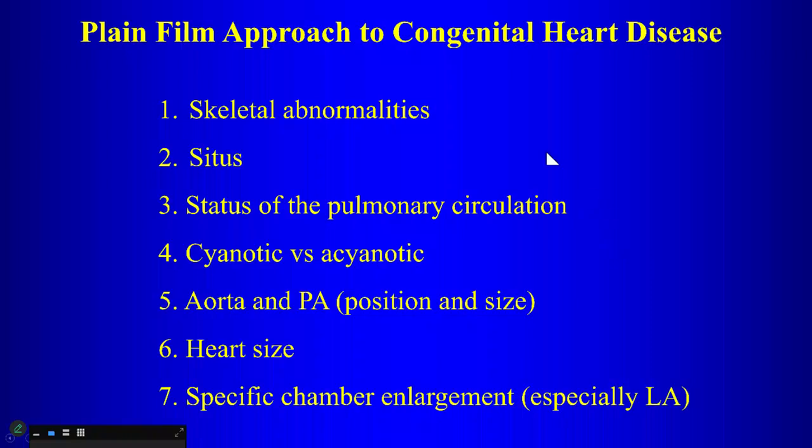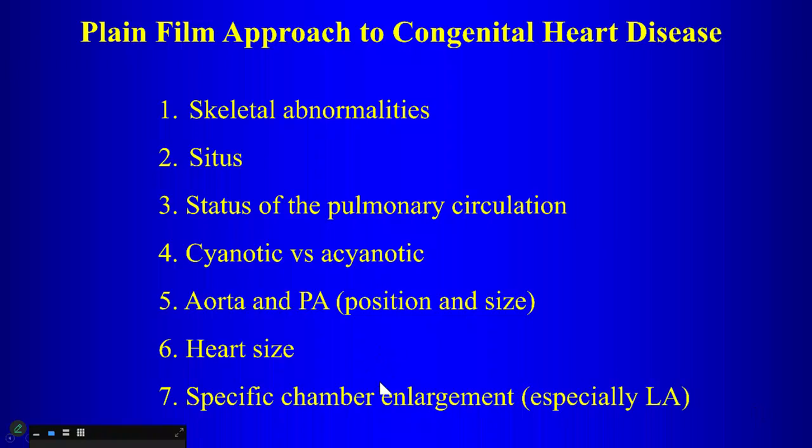So in terms of the plain film approach, an easy place to start is skeletal abnormalities, and in most cases that's not going to be helpful, but sometimes there's an abnormality where if you notice it, you can hit a home run from the plain film. Situs may be an obvious abnormality on the plain film, and we'll discuss that in a bit. The most important thing, where you're really going to start in most cases, is the status of the pulmonary circulation. And then the clinical information, whether the patient is cyanotic or acyanotic, is going to determine the differential pathway that you choose, your diagnostic tree, the algorithm that you use. Then the aorta and the pulmonary artery can be very important for pointing you towards specific lesions. Heart size and specific chamber enlargement, especially the left atrium, can help you when you're dealing with shunt lesions.